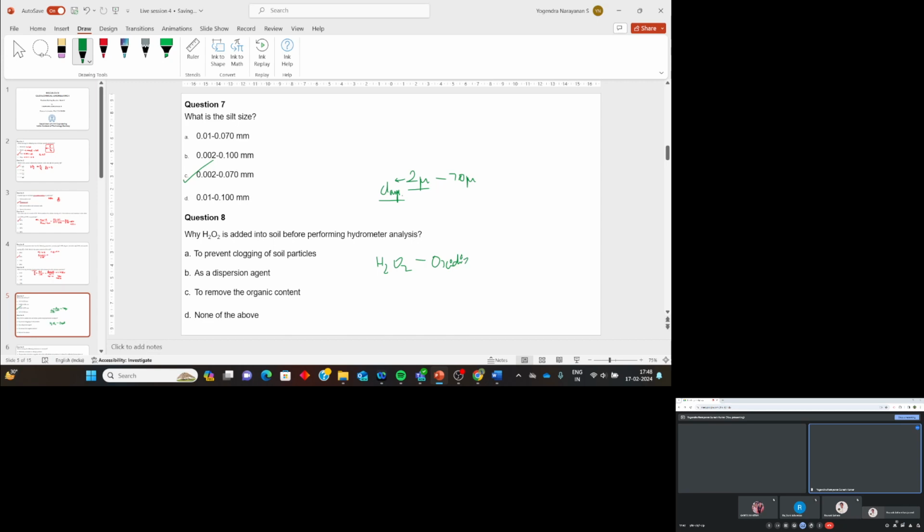So when you add H2O2 to the soil containing organic matter, the organic content in the soil will be oxidized. This oxidation of organic content removes them. So that is why H2O2 is preferred. Sir, once explain. So H2O2 is an oxidizing agent. When H2O2 is added to the soil, the organic content gets oxidized due to its reaction with H2O2. So that is how the organic matter is removed. Not only H2O2, any strong oxidizing agent can be added to the soils to remove its organic matter.